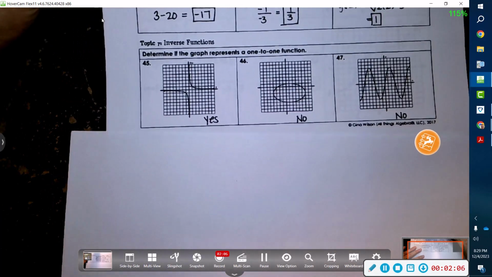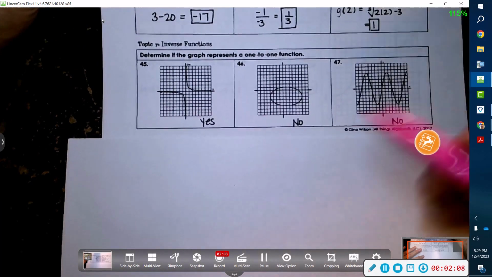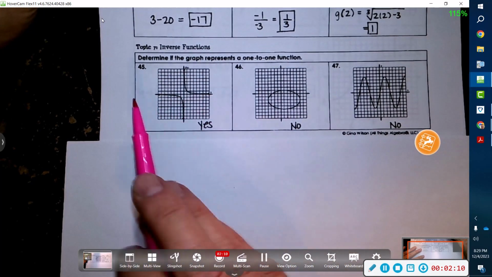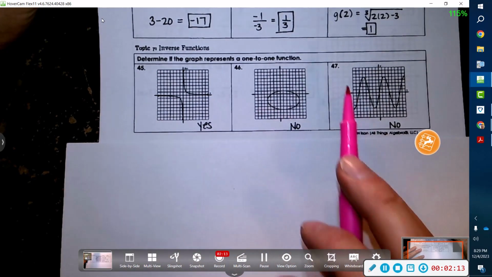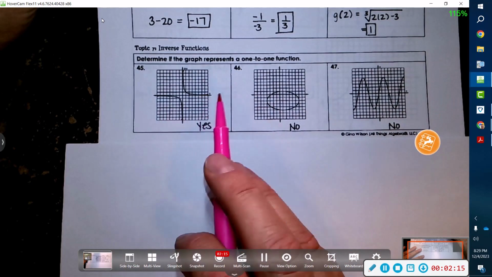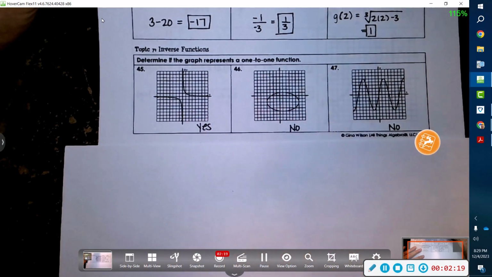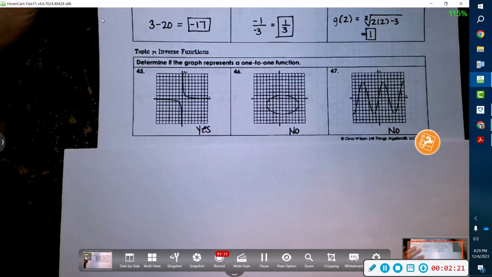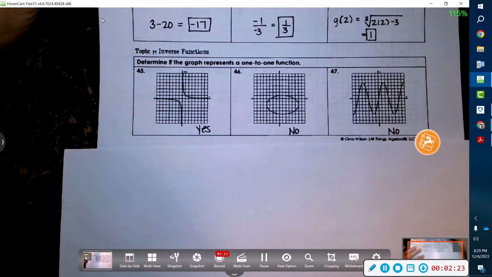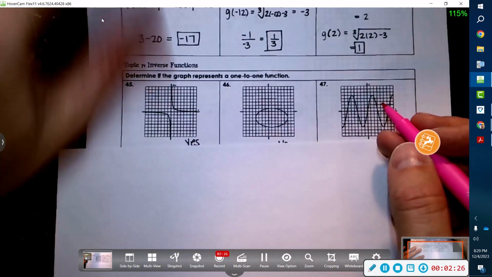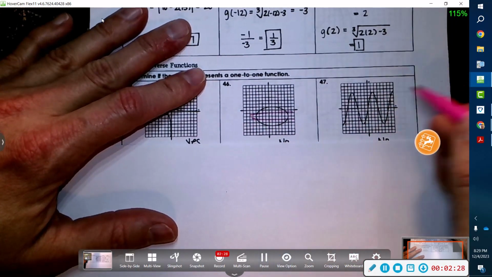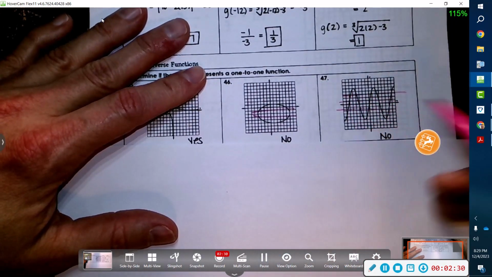Okay, inverse functions: is it 1-to-1? All you're looking for here is, does it pass the horizontal line test? If it does, then it is 1-to-1. If it fails the horizontal line test and hits 2 pieces of the function, then it is not 1-to-1. So this one fails at many locations, and this also fails at many locations.